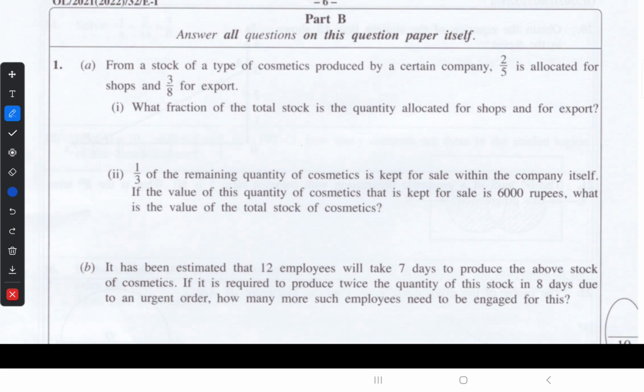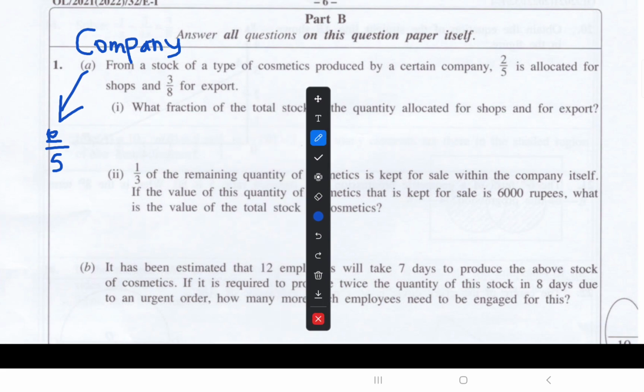We have to mark it like this. This is the company. In that company, 2 upon 5 of our stock is allocated for shops. This is for shops. And the next one, 3 upon 8, is for export.